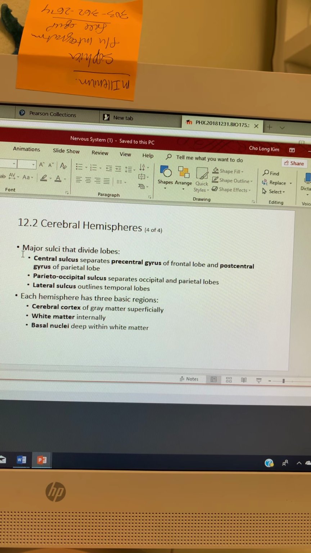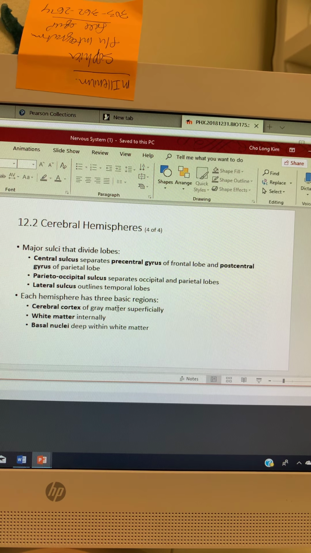Cerebral hemispheres. So the major sulci that divide the lobes, sulci are the ones that are sunken in, like you're down when you're sulking, so to speak. The central sulcus divides the precentral gyrus of the frontal lobe and the postcentral gyrus of the parietal lobe. The parietal occipital sulcus separates the occipital and the parietal lobes. Lateral sulcus outlines the temporal lobes.